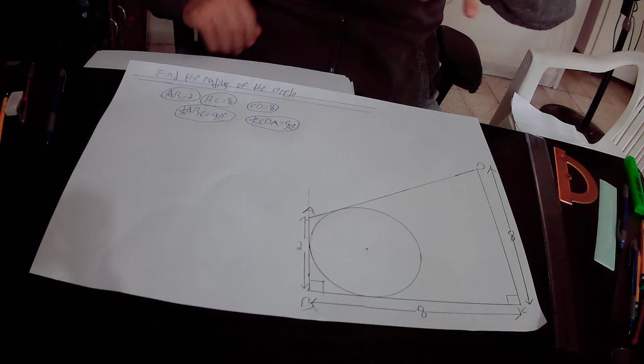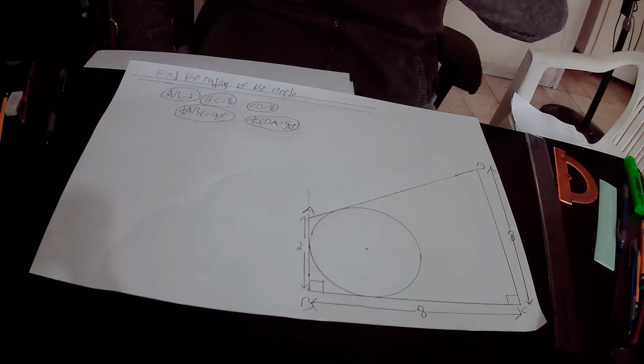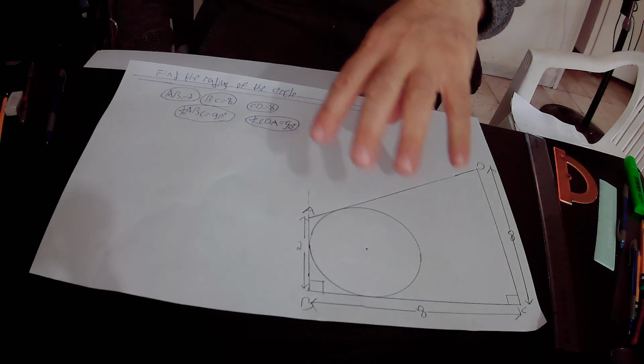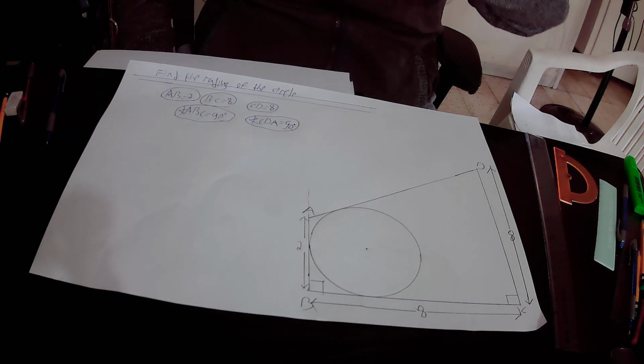Hello, in this lecture we'll find out the area of a circle. In the drawing we have quadrilateral ABCD. Inside this quadrilateral we have this circle.